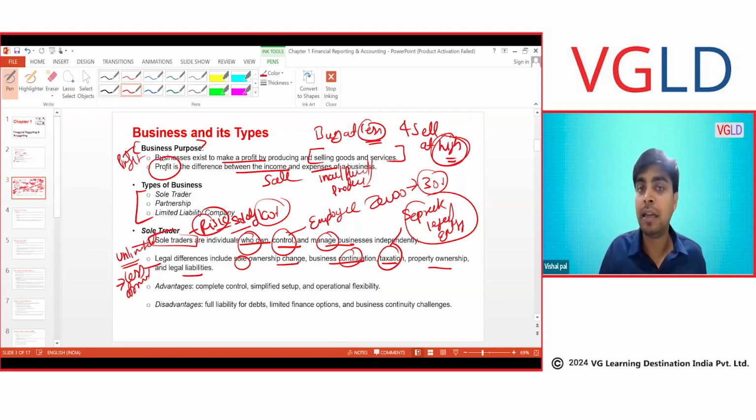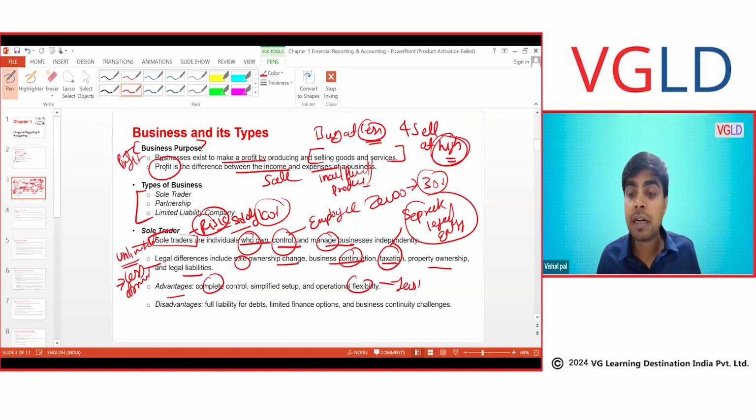Sole traders have a lack of documentation and a lack of formality. They take instant decisions. Decision making is faster, and this is one of the advantages. They have complete control, so decision making is very flexible and fast. But at the same time, because there is no formality and no documentation, things become onerous for the sole trader, and it is difficult to delegate work. It is difficult to expand, and that is one of the disadvantages.